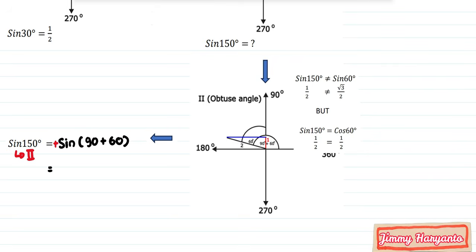And then because we use the 90 degree and we agree that when we use 90 degree the sine has to become cos, you change the sine into cos. The sign is still positive, and you ignore the 90. You get cos 60. Cos 60 equals half. That's how you do it when you use 90 degree and 270 degree.